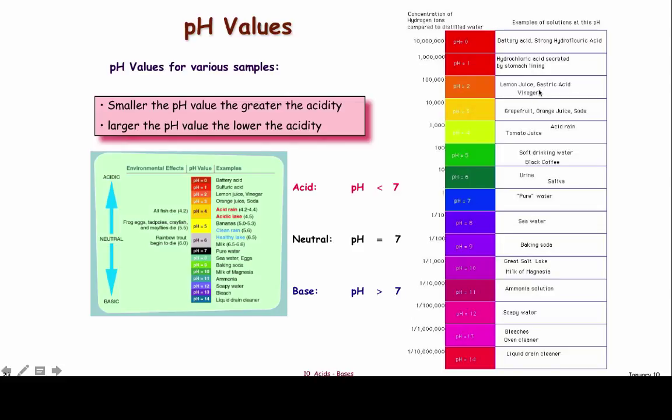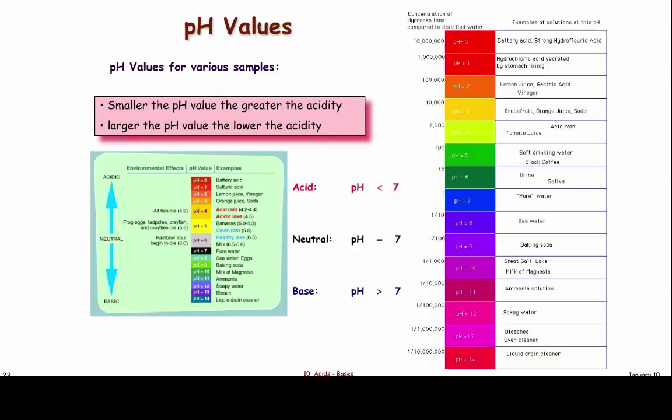Lemon juice and vinegar have a pH of 2. Grapefruit and orange juice have a pH of 3. Tomato juice and acid rain, a pH of 4. Soft drinks and black coffee, a pH of 5 generally. Urine and saliva, about a pH of 7. Pure water, uncontaminated, not rainwater, has a pH of 7.